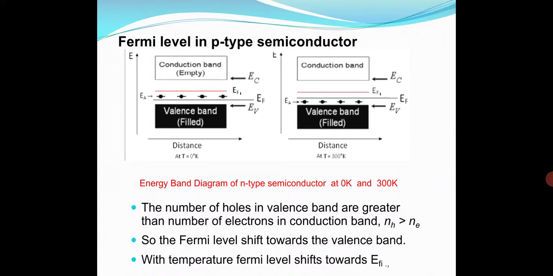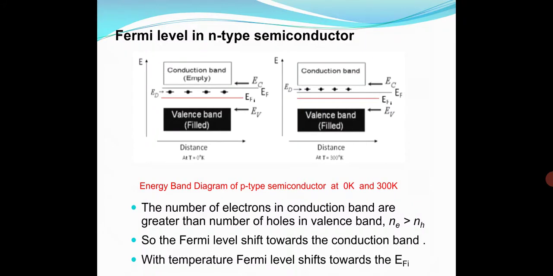So obviously, from the center, the Fermi energy level shifts towards the lower side, because the hole density is more than the electron density. To balance this, the Fermi energy will lie at the center. Now, the number of holes in the valence band is greater than the number of electrons in the conduction band, so the Fermi level shifts towards the valence band. With temperature, the Fermi level shifts towards the upper level.